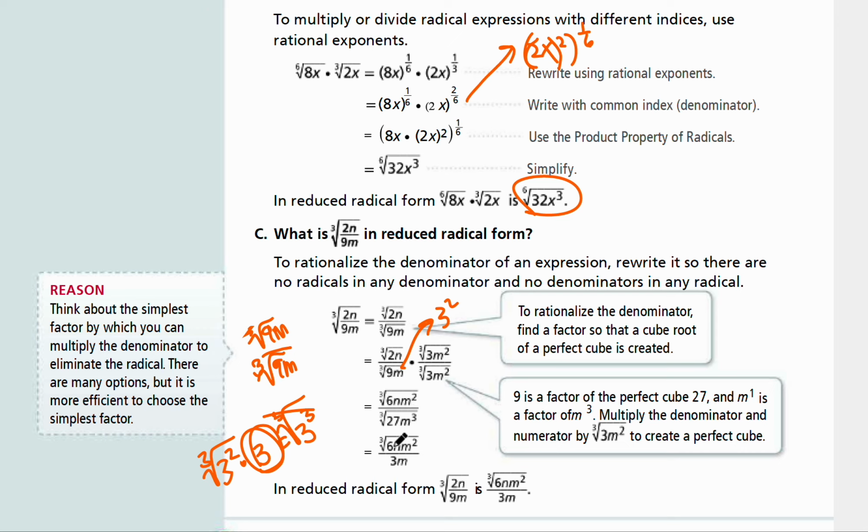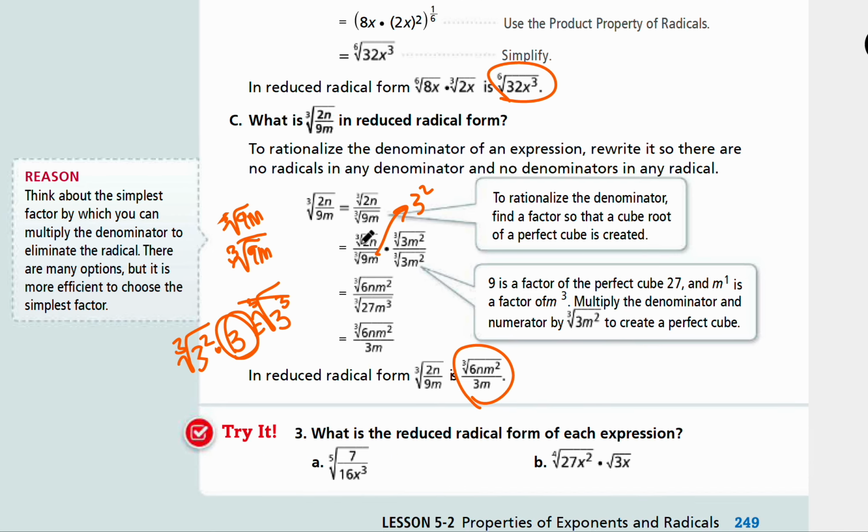And then you just have whatever is on the numerator that you multiplied. So in reduced radical form with the denominator being rationalized, you have this form. So if you see any radical form in the denominator, you have to rationalize the denominator because that's the simplifying process for these expressions.